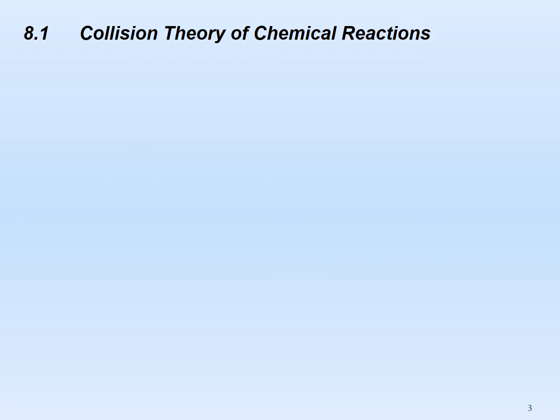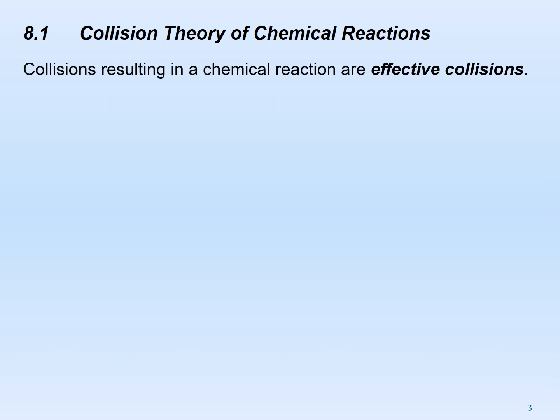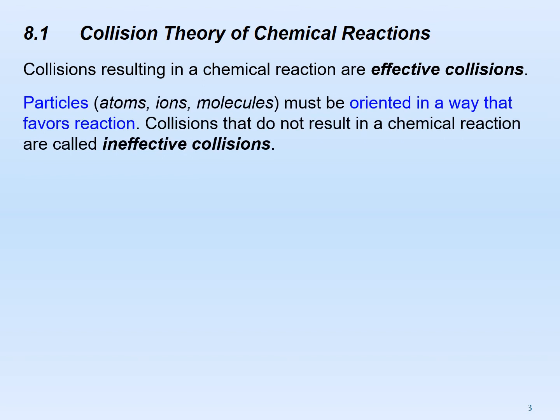Not all collisions between reactants succeed in bringing about a chemical reaction. Only those that are successful in changing reactants into products are known as effective collisions. Reactant particles, which are atoms, ions, or molecules, must be oriented or positioned appropriately to favor reaction. Collisions that do not result in a chemical reaction are called ineffective collisions.